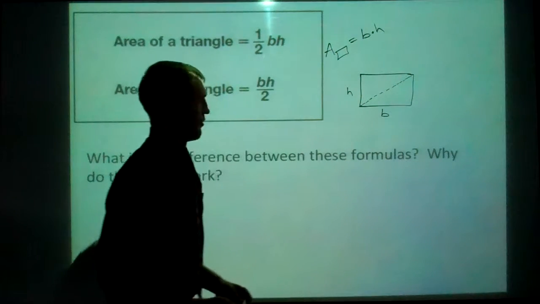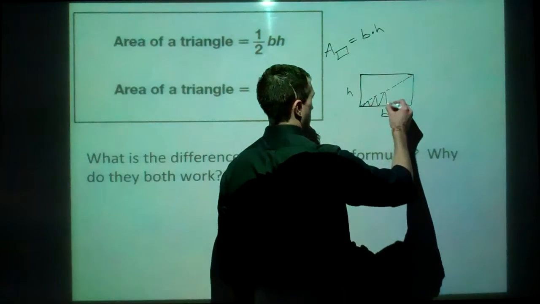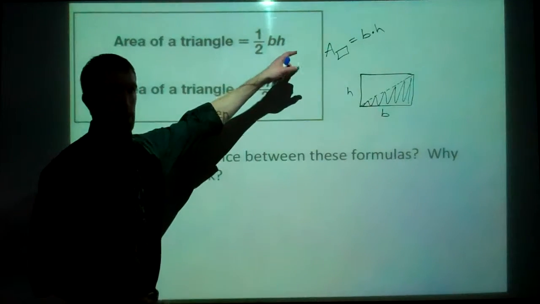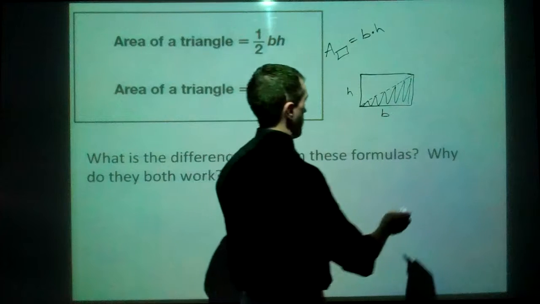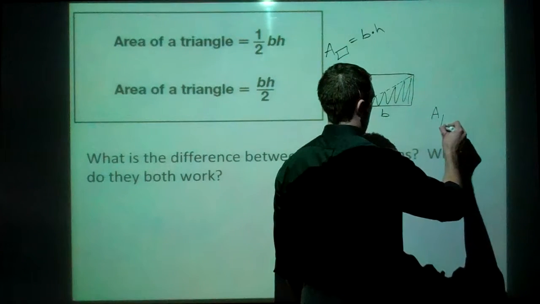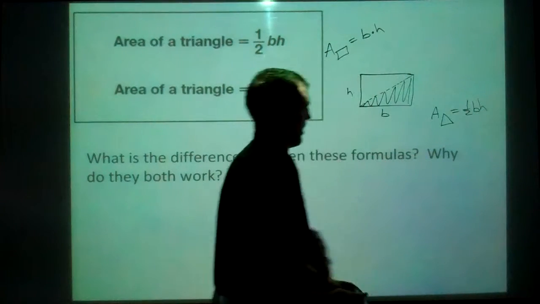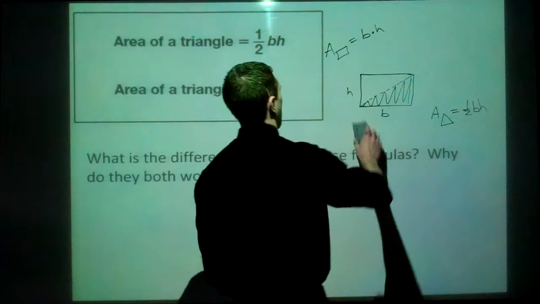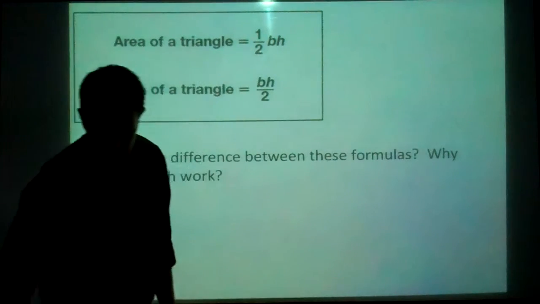and I make a triangle in there, how much is one of these triangles compared to our rectangle? Well, this triangle is half of this rectangle, so that's why we say area of triangle equals 1/2 base times height. And that's where the formula comes from, which is pretty cool. Alright.